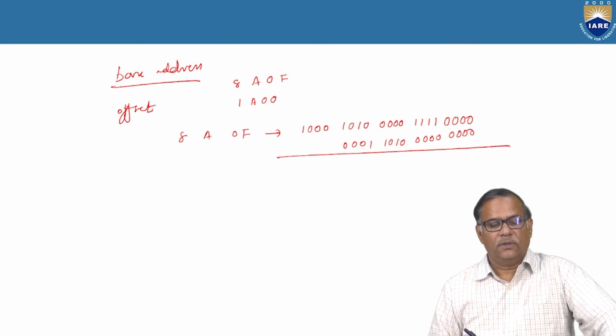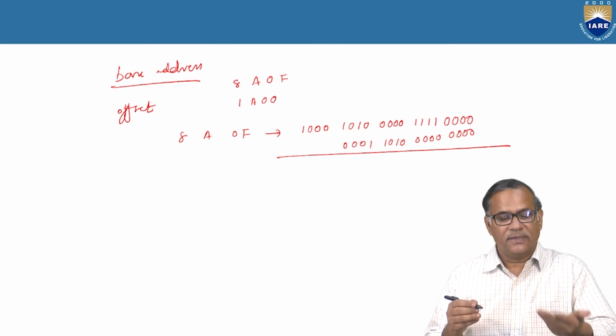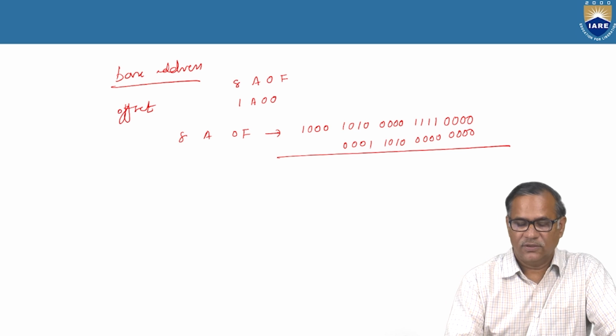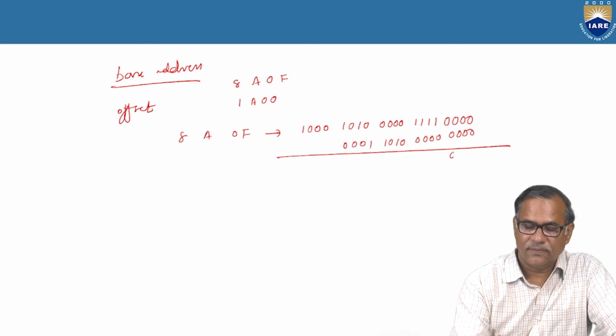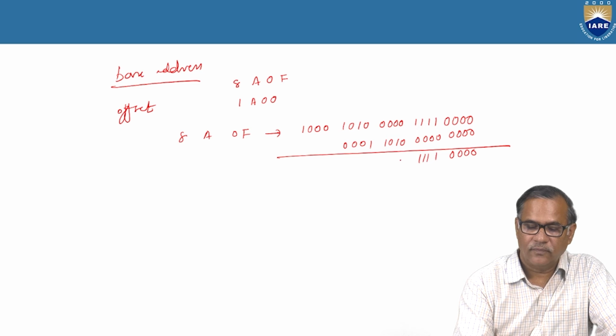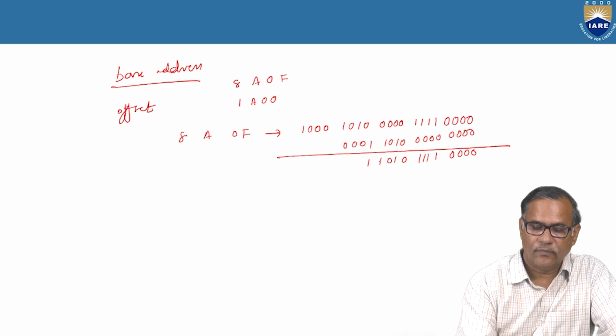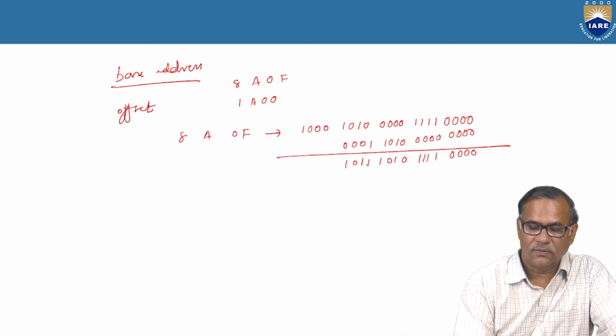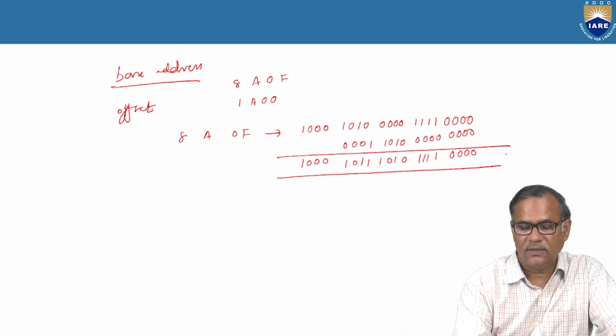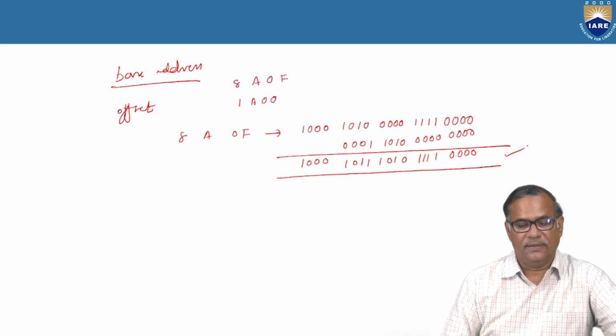Okay. So then the offset address is added to the base address. So what is the total address? 0001 1110 1011 0111 1000. So this is the actual physical address.